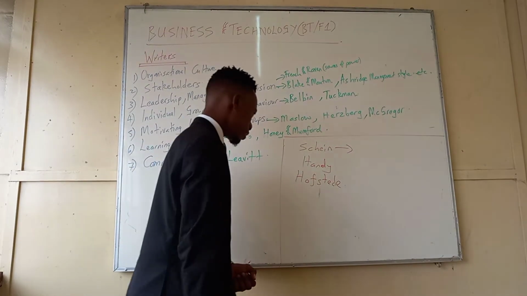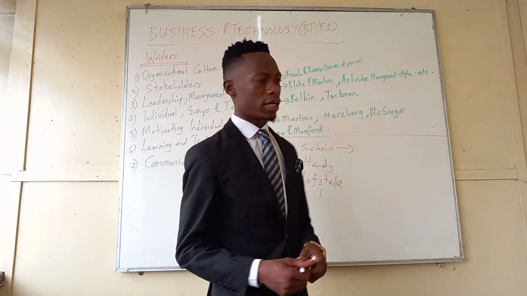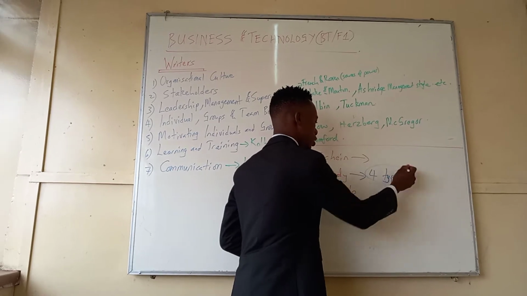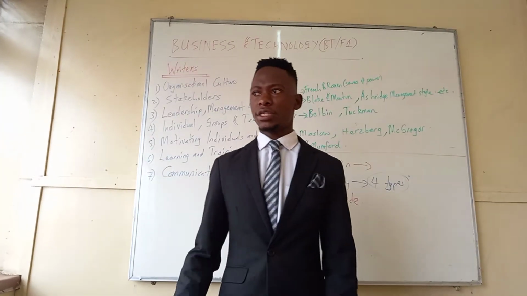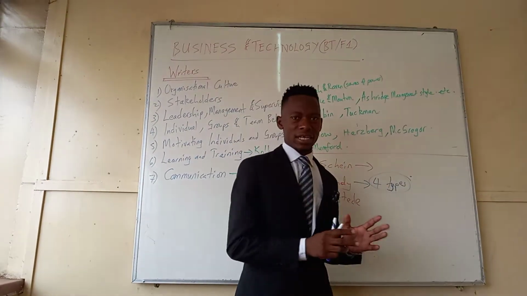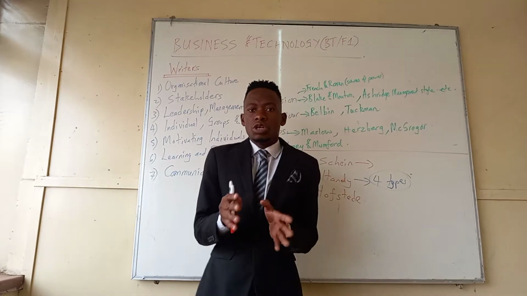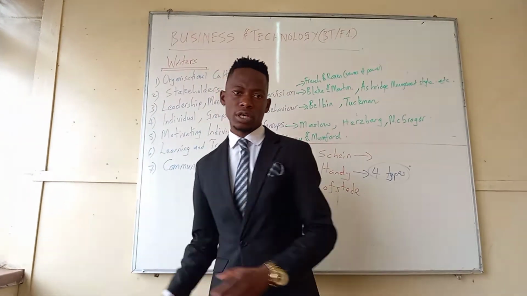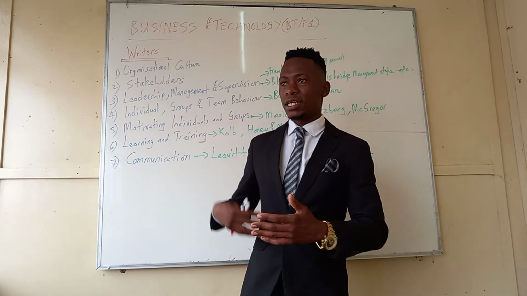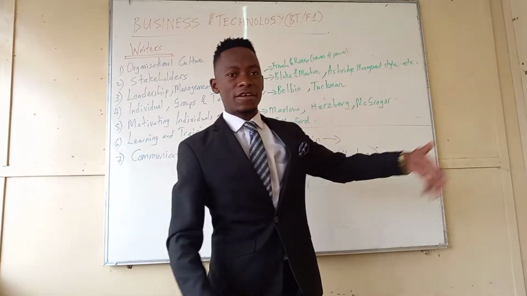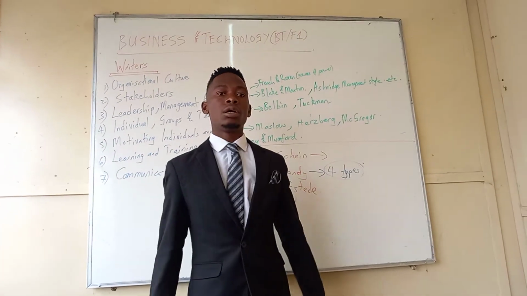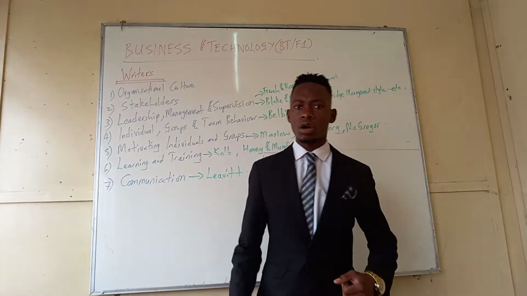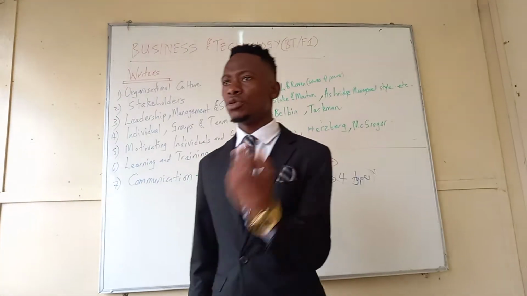Then we have Handy. Handy said that if you want to know the culture of the company, you need to know four types. He said that leaders do influence the culture of an organization. The followers will try to follow what the first leaders did when they were running the organization. Then he said that we have the power culture, the role culture, the task culture, and the person culture.